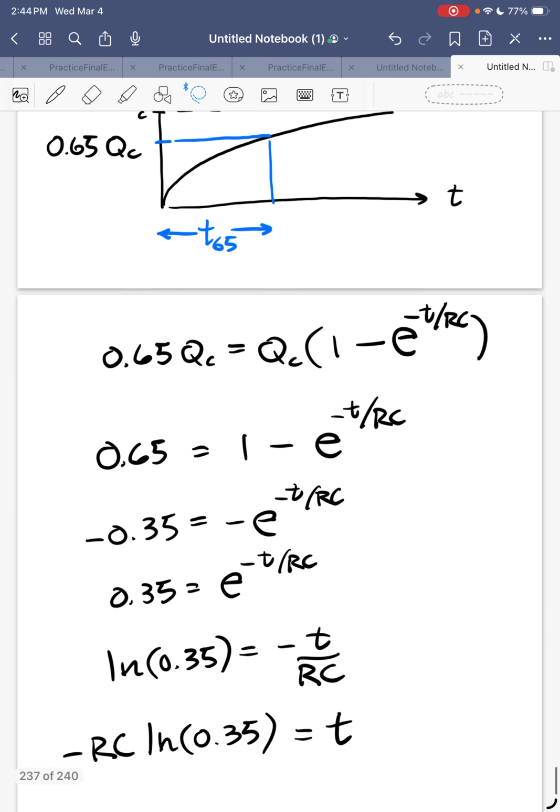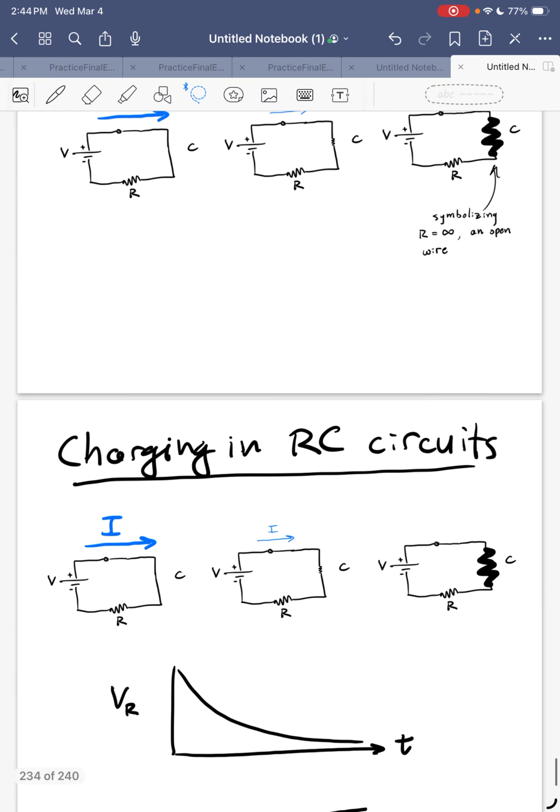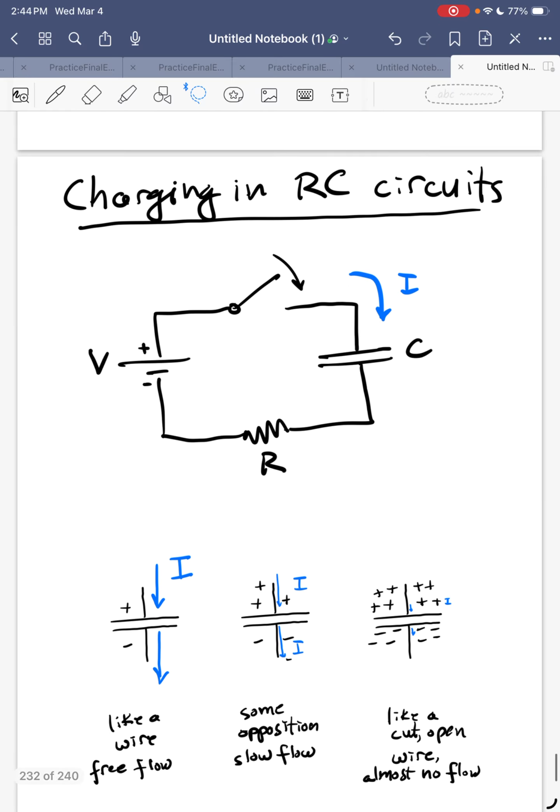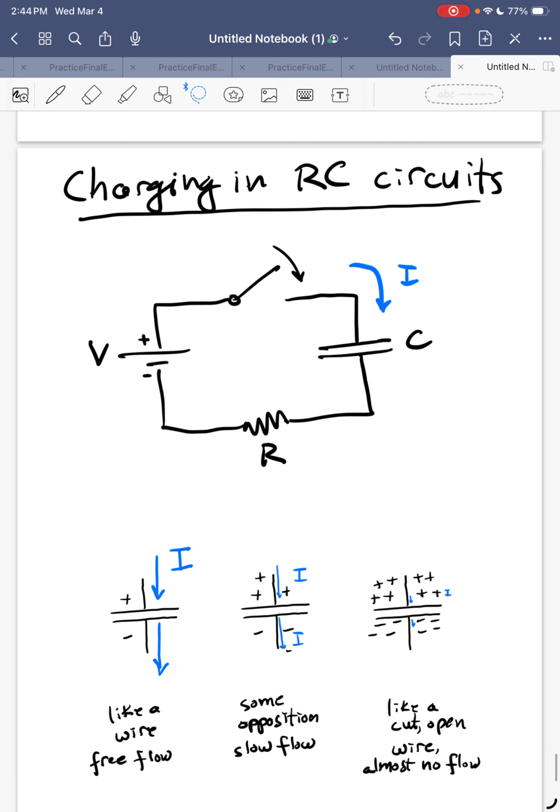So what we've talked about is how a capacitor in series with a resistor behaves when we close the switch to charge it. It gradually builds up charge. It takes a while, but current flows very quickly at the beginning. And then we've gone over an equation that can tell us how to calculate various amounts of either charge or voltage across the capacitor as a function of time. Hope this has been helpful.